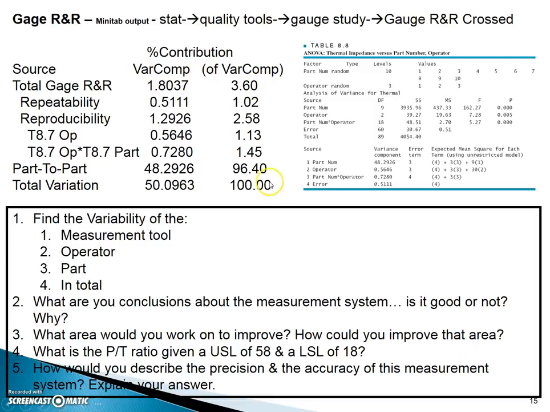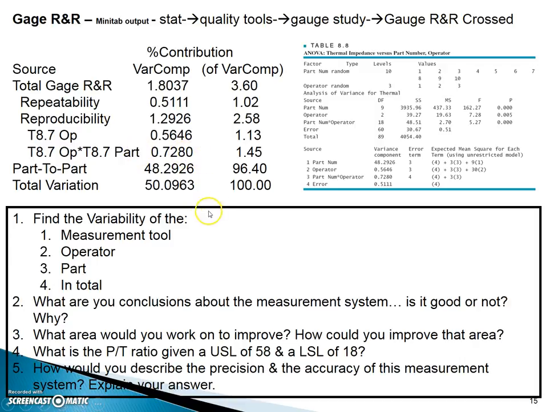And then this is percent. So the total variation is 100% obviously. In this case, 96% of the variation comes from the part itself, 3.6% from the measurement system, and of that 1% is from the tool, and 2.5% is related to the operator. We also have a further breakdown for the operator, which is the operator specifically, and then the interaction of the operator and the part itself.